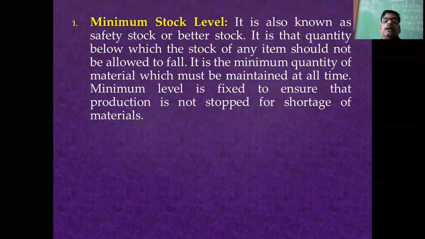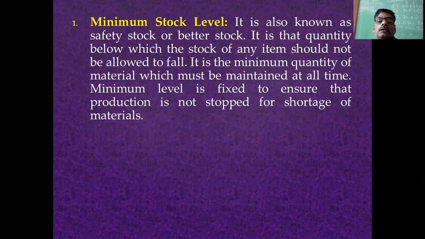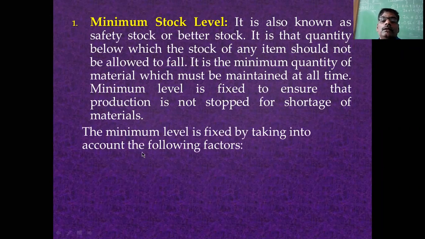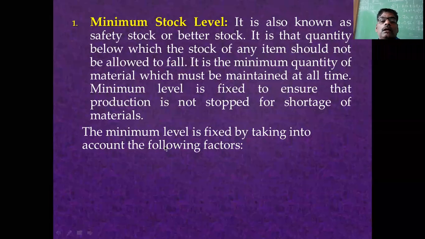Minimum level is fixed to ensure that production is not stopped for shortage of material. The storekeeper ensures that the production will not stop due to a shortage of material. It is the strength. And how to calculate this? The minimum stock level is fixed by taking into account the following factors. You have to consider these factors while calculating the minimum stock level.